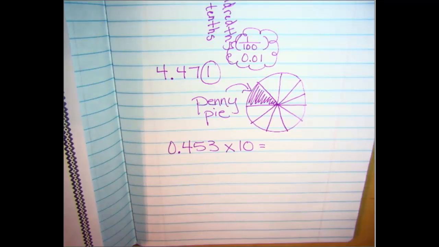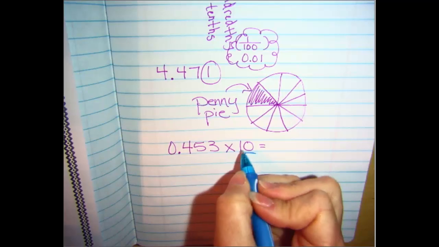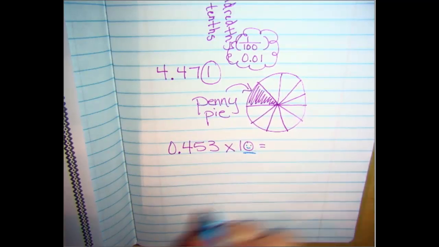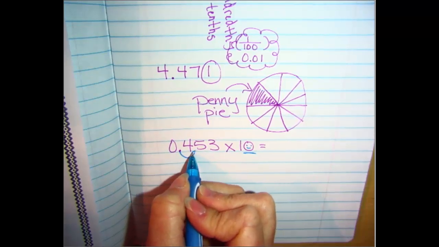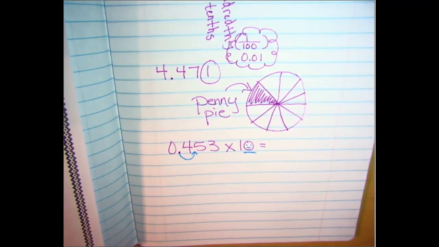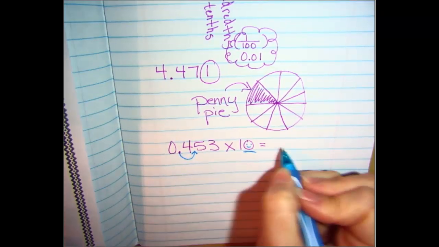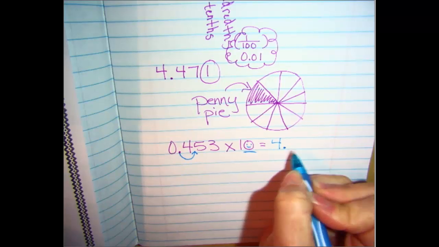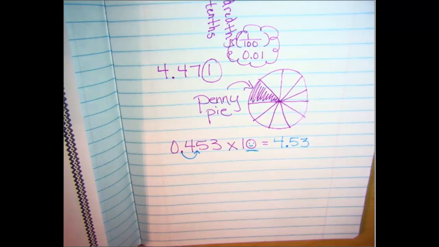So what we're going to do, when we multiply a decimal number times 10, see how there's 1 0 there? That 0 is going to tell you a secret. He's going to tell you to move the decimal over 1 spot to the right. So we're going to move him 1 spot over to the right and bump that decimal between the 4 and the 5, and my answer is 453, or I'm sorry, 4 and 53 hundredths.